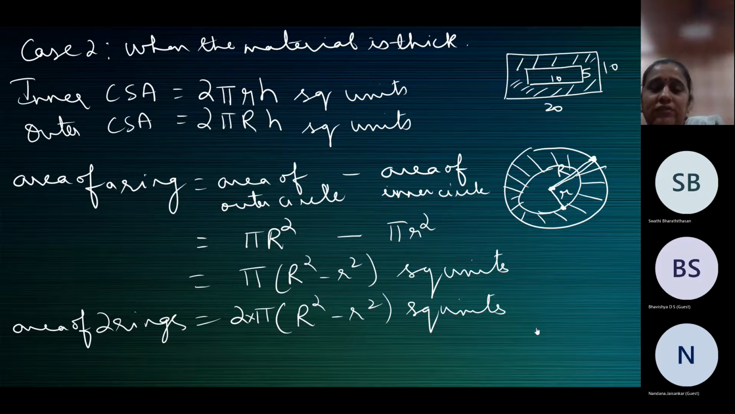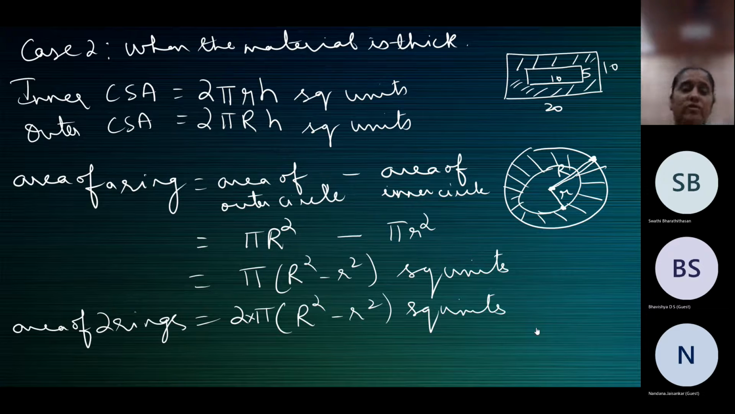I have not given you one formula for the total surface area. So if you have to find the total surface area, you find the inner CSA, find the outer CSA, find the area of two rings, and add all these answers to get the total surface area.